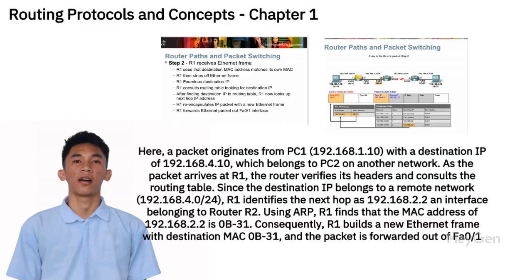Using ARP, R1 finds that the MAC address of 192.168.2.2 is 0B-31. Consequently, R1 builds a new Ethernet frame with destination MAC 0B-31, and the packet is forwarded out of FastEthernet 0/1 toward R2.